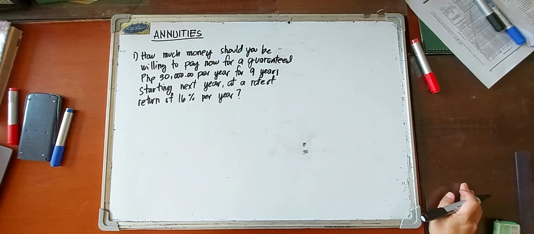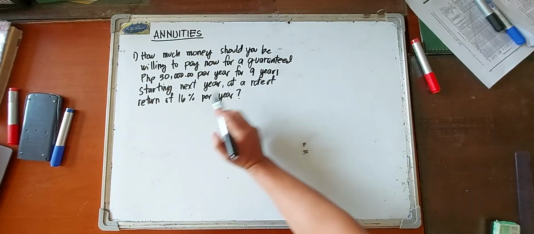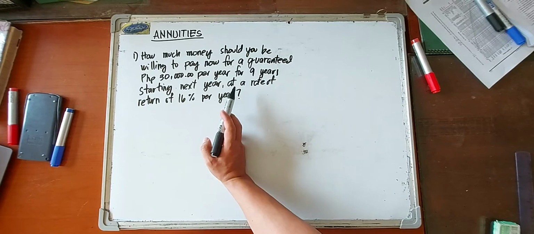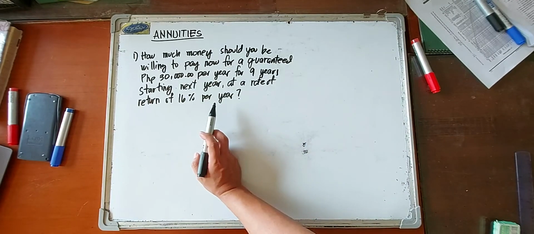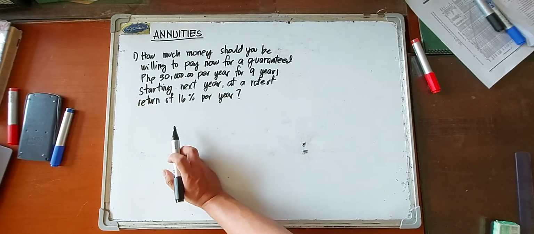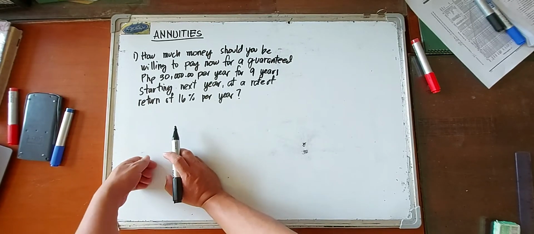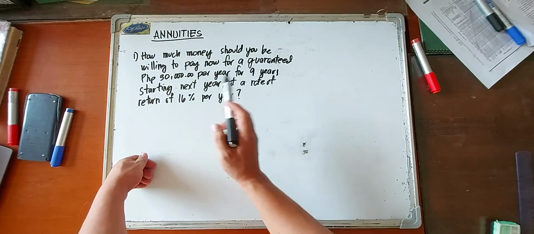Okay, let's solve the first problem. How much money should you be willing to pay now for a guaranteed 30,000 per year for 9 years starting next year at a rate of return of 16% per year? Okay. So we are solving for the present value of 30,000 every year for 9 years.